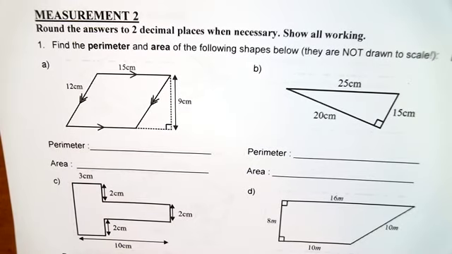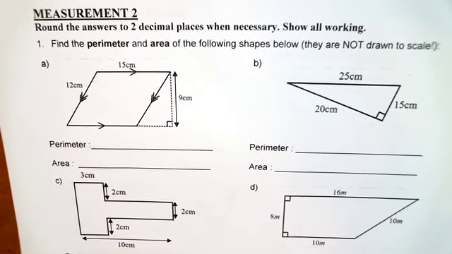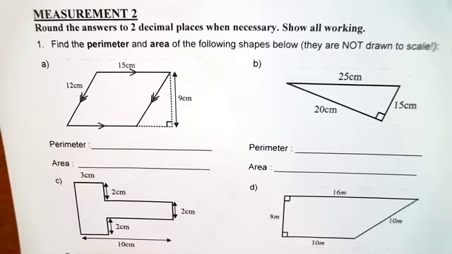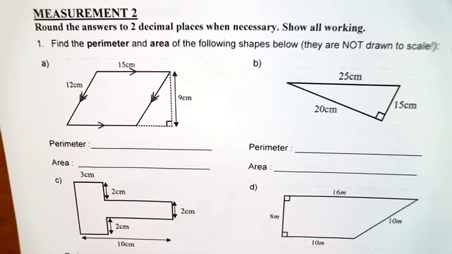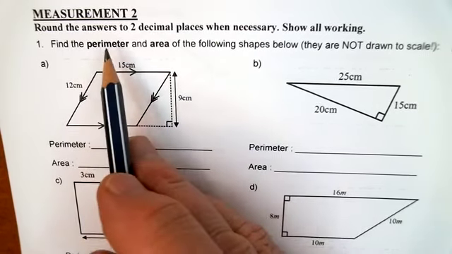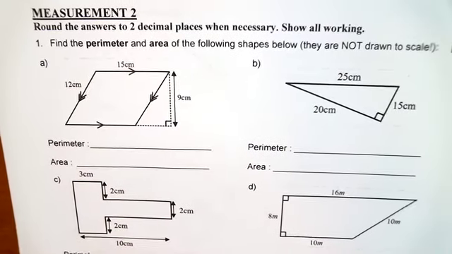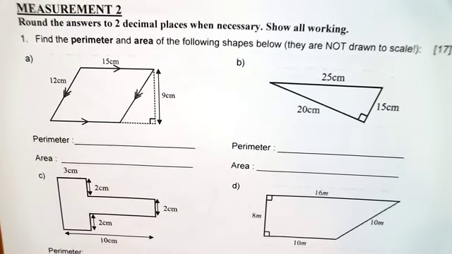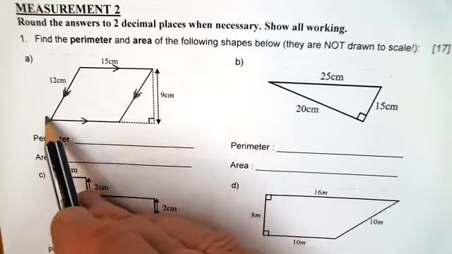Let's take a look at the measurement section of the exam. This is again the 2018 Year 9, Term 3 or Milestone 3 exam. Let's take a look. We've got several things to do. Area and perimeter seem to be the main part. So we've got a parallelogram here.